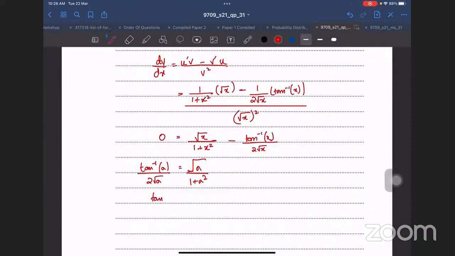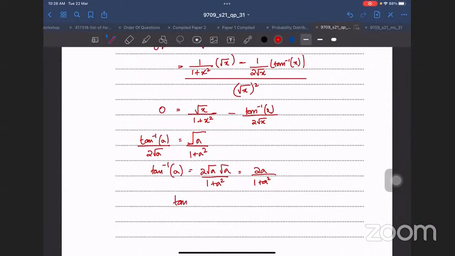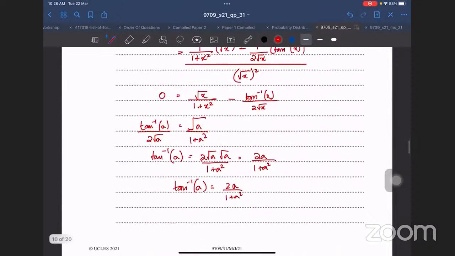tan inverse of a equals 2 root a into root a gives me a, so 2a over 1 plus a squared. So tan inverse of a is 2a over 1 plus a squared. That is what I wanted. I just need to take tan to the other side and say that this becomes tan of 2a over 1 plus a squared.